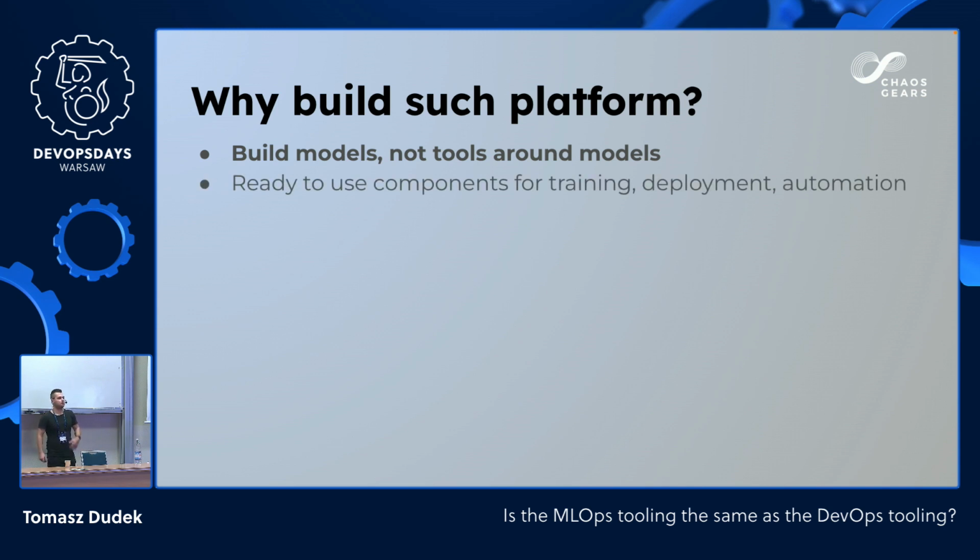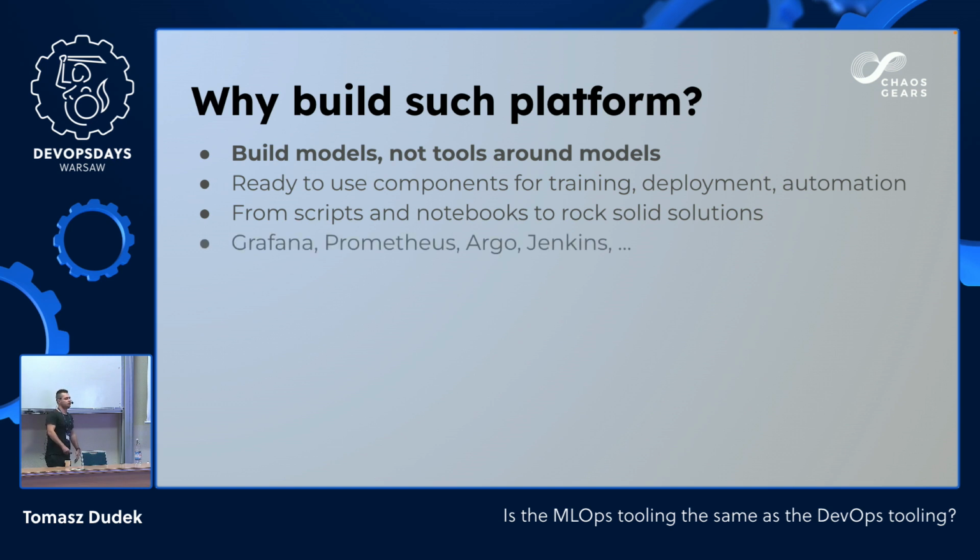Basically, we're using some ready-to-use components for training, deployment, and automation. They let us move from scripts, prototypes, and notebooks to something more production grade, let's say. And afterwards, you are not building your own Grafana, Prometheus, Argo, Jenkins, or whatever tools that you're using in your projects. You just take them to build your solution. And this is essentially the same here, only the tools are slightly different because they solve different problems.